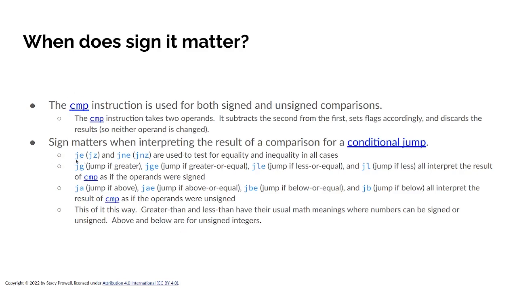So there's a jump if equal and a jump if not equal. Those don't have to change. Same thing for jump 0 and jump not 0, which are synonyms for those. Jump greater and jump greater than or equal, jump less than or equal, and jump less than all interpret the result of compare as if the operands are signed. And then jump above, above equal, below equal, and below interpret as if the operands were unsigned. We'll go over this again in the future. Okay?